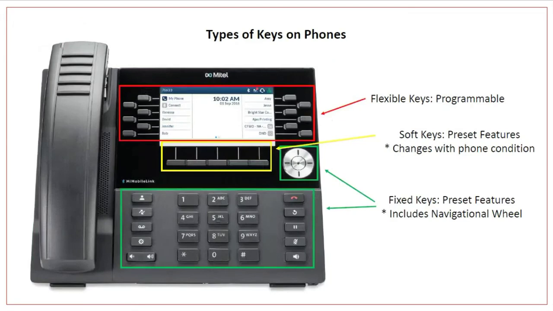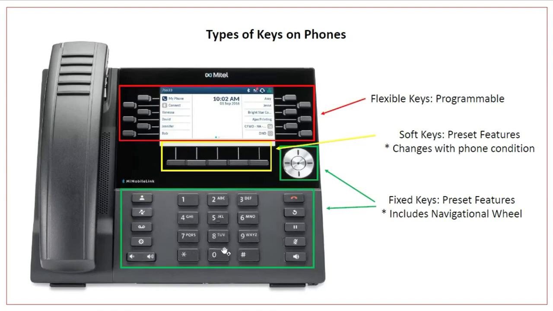There are three types of keys on the phone. There are flexible keys, which are found to the left and right of the display. These flexible keys are programmable, so we can change what they do. The soft keys are the buttons that are immediately below the display. These keys have preset functions, but they change depending on the condition of the phone. So if you're making or taking a call, you'll have different options available for you that will show in the display immediately above these buttons. You simply press the button to access the feature.